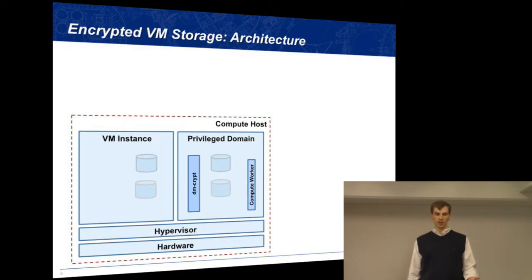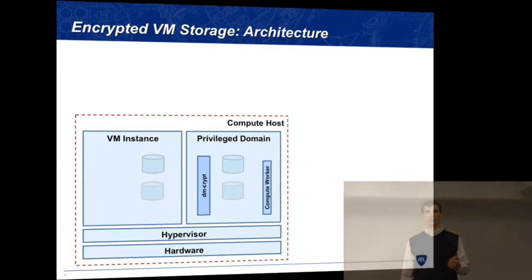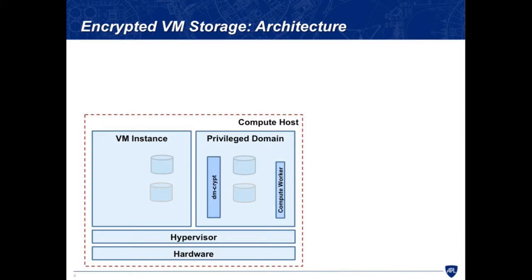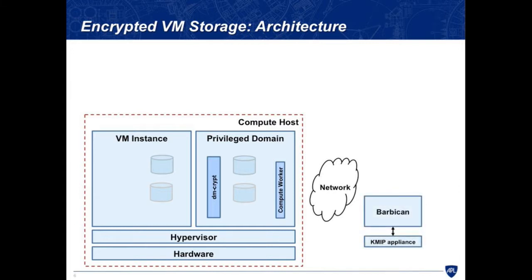So our work with the encrypted storage has focused on adding a dm-crypt style layer between the privileged domain of the compute host and the virtual machine instance. And this basically intercepts all of the calls so that everything is transparently encrypted and decrypted without the user's direct interaction. So we have Barbican stood up for key management in the cloud.